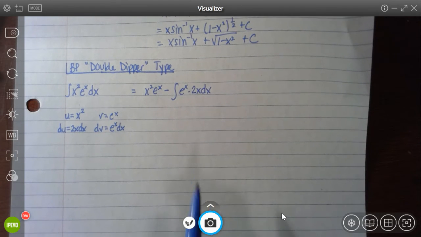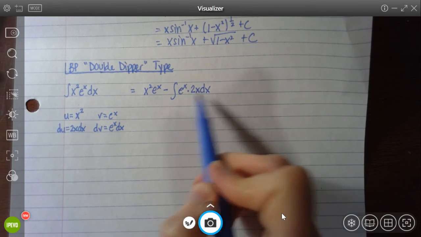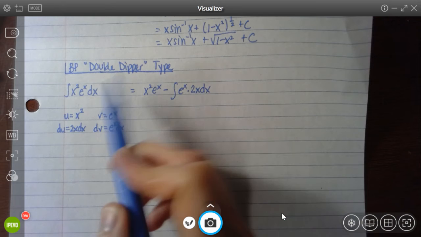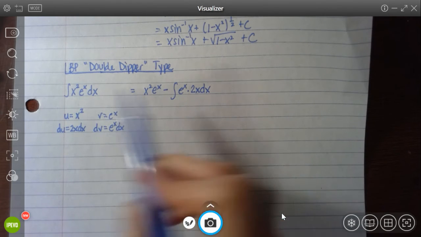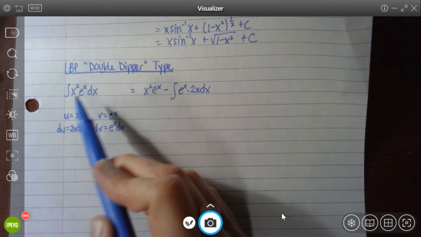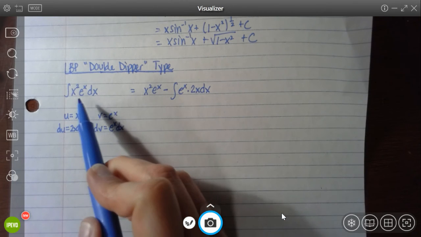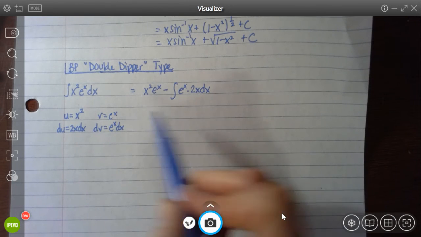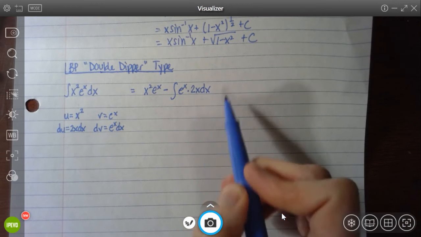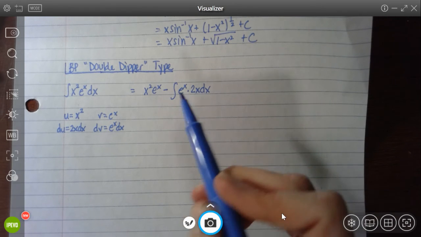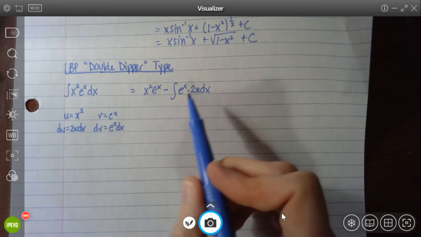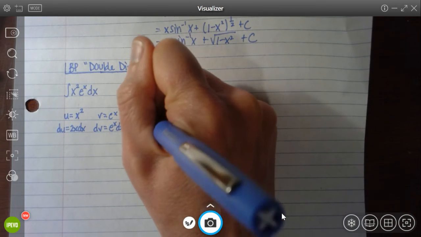Now I should always be looking at this and figuring out, did I make this integral easier to work with than the original problem? And it seems like I'm heading in the right direction, right? Because 2x is obviously better than x squared. I still have the e to the x there, but unfortunately, I still don't have a rule or a way to anti-differentiate this. So I'm just going to pull that 2 out and rewrite this a little bit neater.